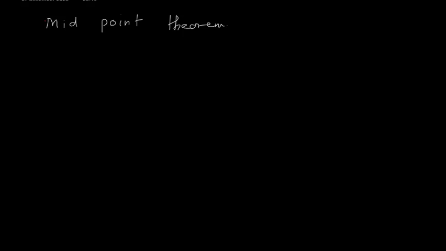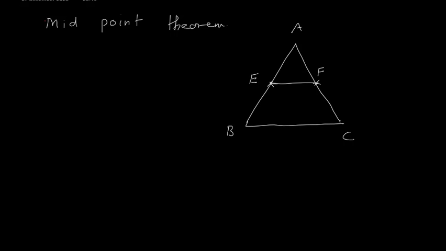Now, what the midpoint theorem says is that in a triangle ABC, if I join the midpoints of two sides, say the midpoints of side AB and side AC, then the segment which I will get will be parallel to the third side. So EF will be parallel to the third side and EF will be half of the third side. This is your midpoint theorem.